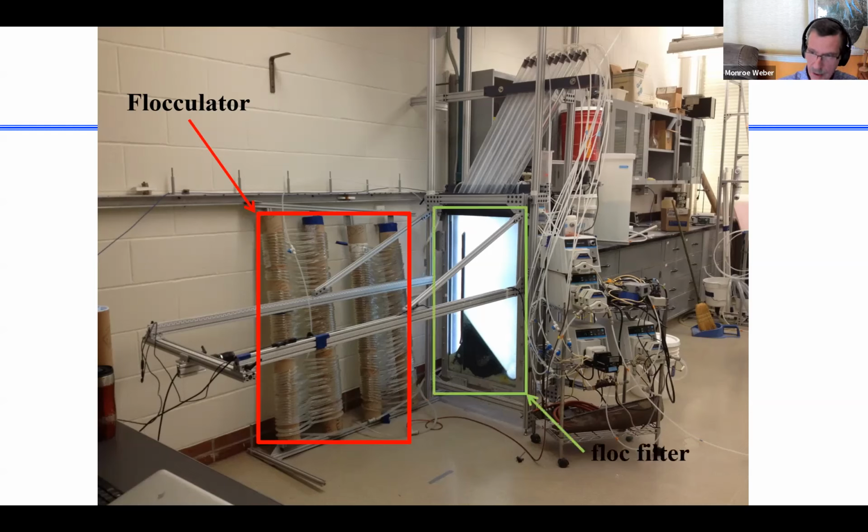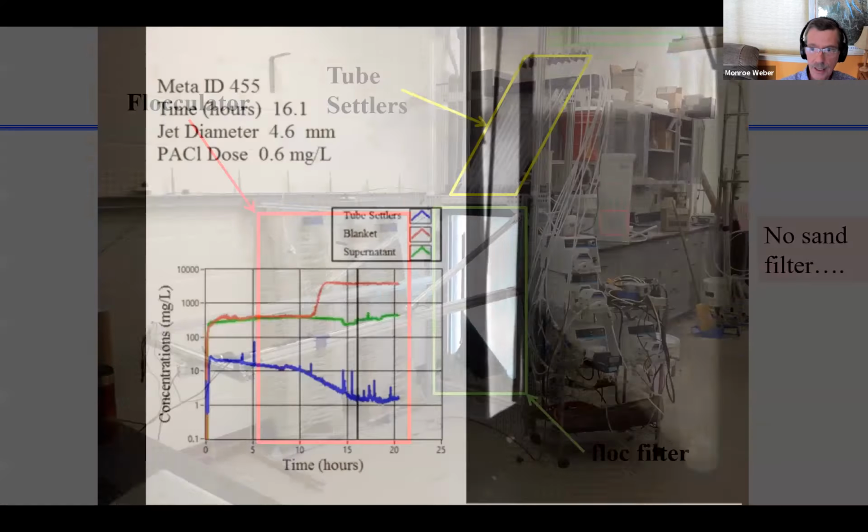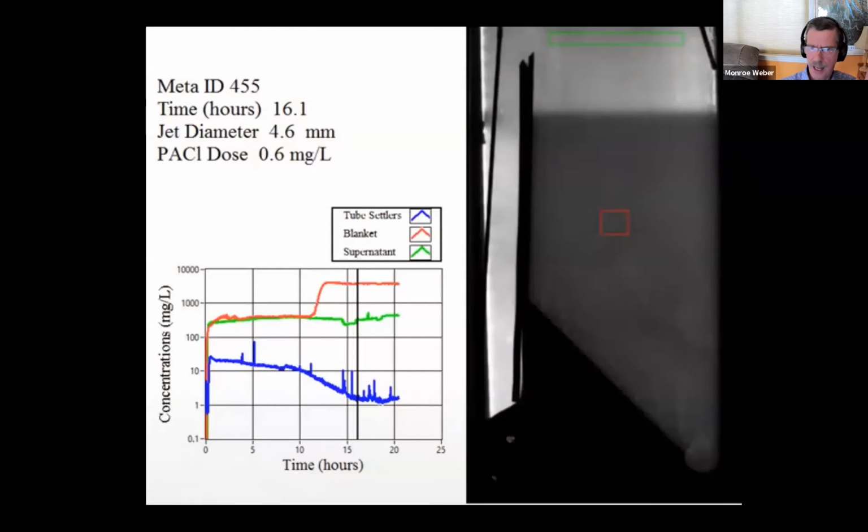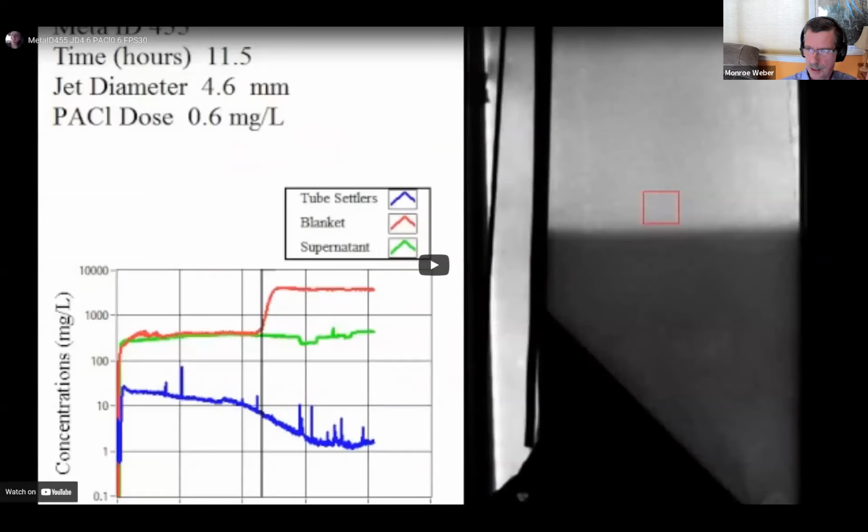And then there's the floc filter part of this unit, and there's the tube settlers, which are like plate settlers, except they're round instead of rectangular geometry. And there's no filter in this system. And now we run this, and let's see if this works.